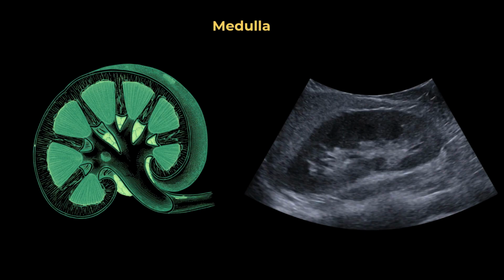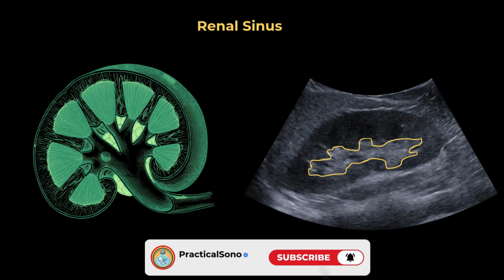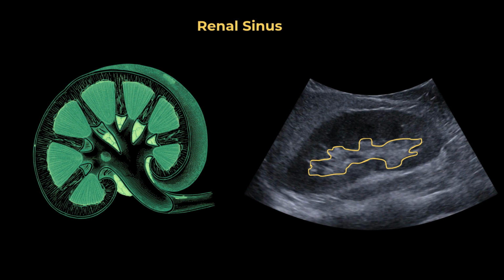At the center of the kidney is the renal sinus. The renal sinus is a fat-filled cavity. Think of it as a room in the middle of the kidney. It contains the renal pelvis, calyces, blood vessels, nerves, lymphatics, and fat. On ultrasound, it appears as a bright central echogenic area. The large amount of fat and vessels makes it hyperechoic compared to the renal parenchyma. It is one of the brightest structures seen in the abdomen.